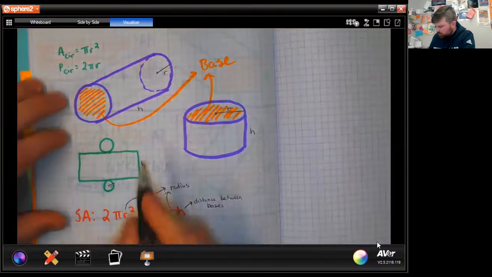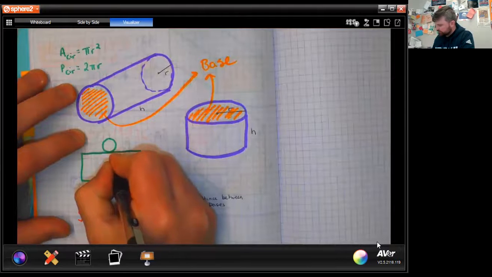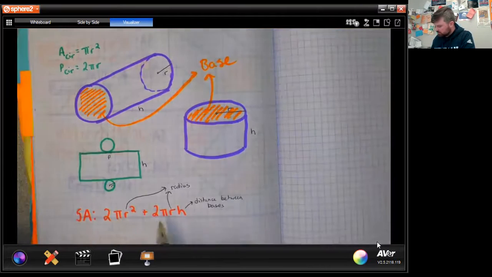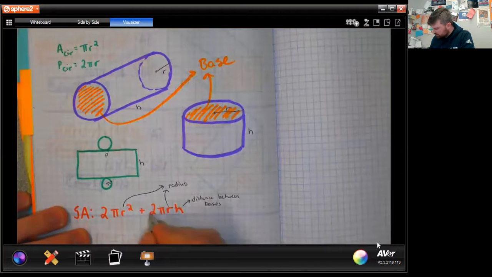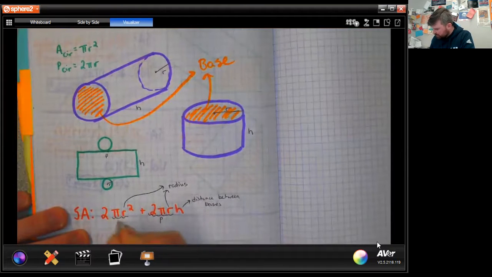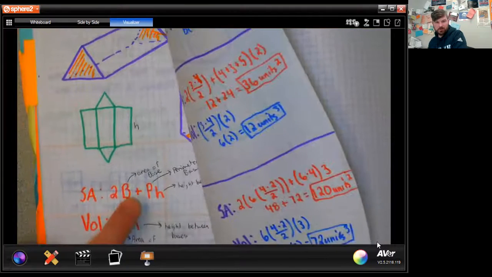Okay, and then the perimeter was this length right here. This was P, which was this portion right here. This is P, and this portion right here was capital B, if you look back at this formula here.